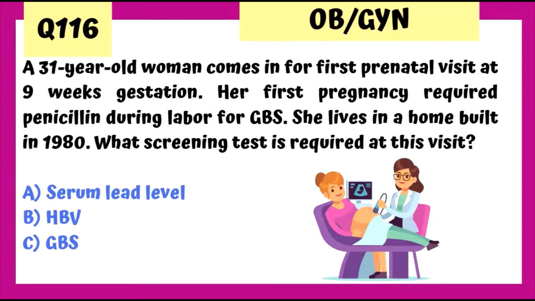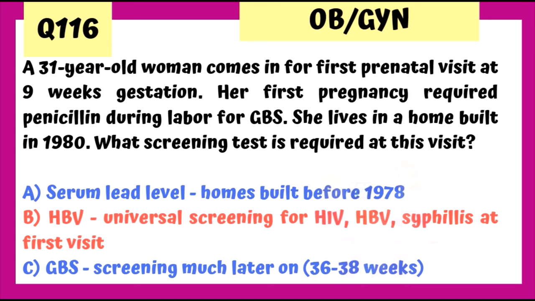A 31-year-old woman comes in for her first prenatal visit at 9 weeks gestation. Her first pregnancy required penicillin during labor for GBS. She lives in a home built in 1980. What screening test is required at this visit? So she's at 9 weeks gestation. She does not require GBS. That's what we do right before the delivery. Actually, what she requires is HBV screening. Universal screening for HIV, HBV, and syphilis at the first visit. Serum lead level will be for homes built before 1978.